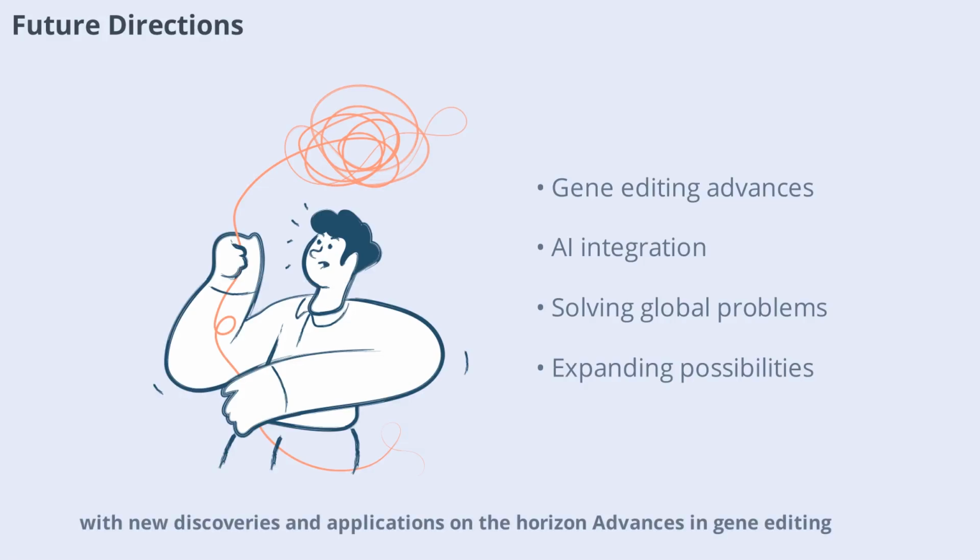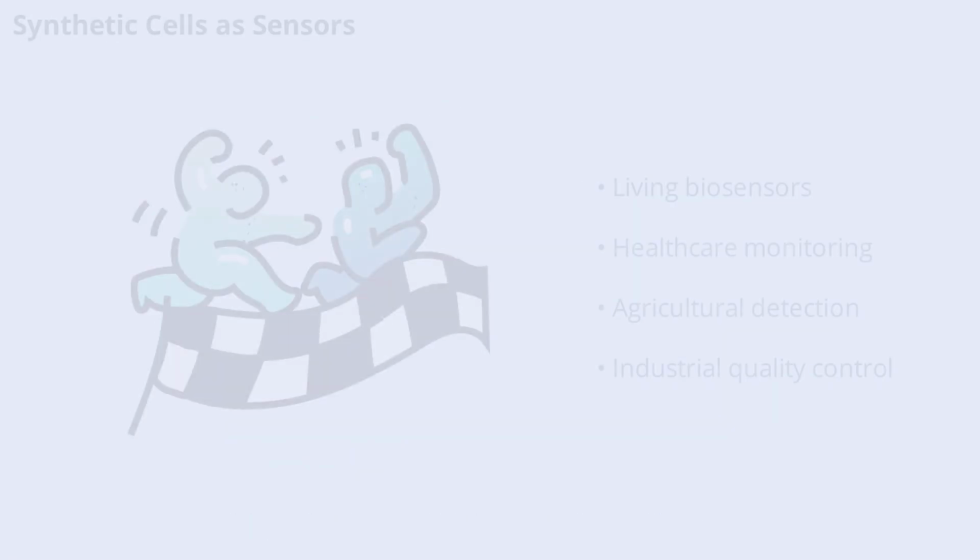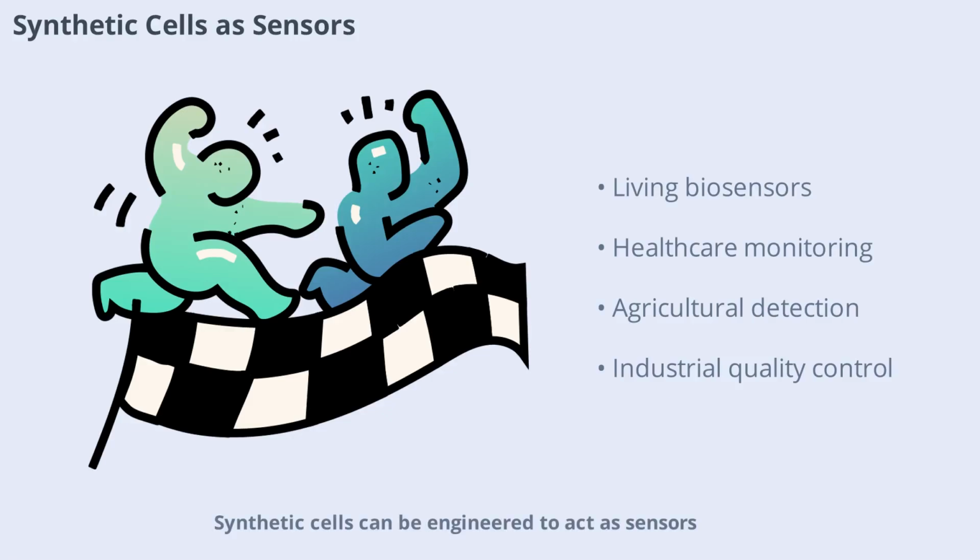Advances in gene editing, automation, and artificial intelligence will continue to expand what's possible. As the field matures, synthetic organisms may become integral to solving some of humanity's most pressing problems, from disease to climate change. Synthetic cells can be engineered to act as sensors, detecting specific molecules or environmental conditions.